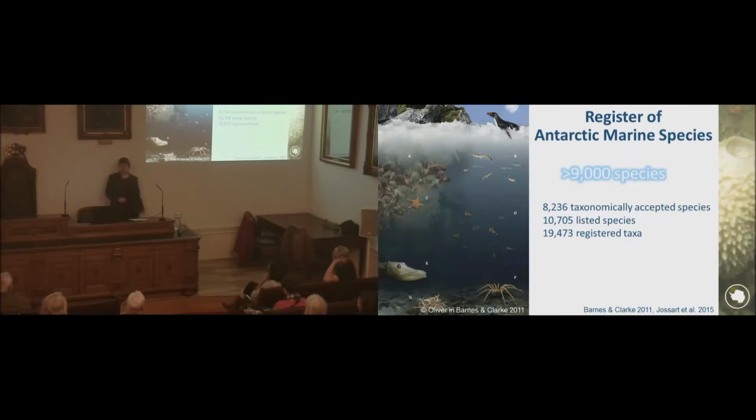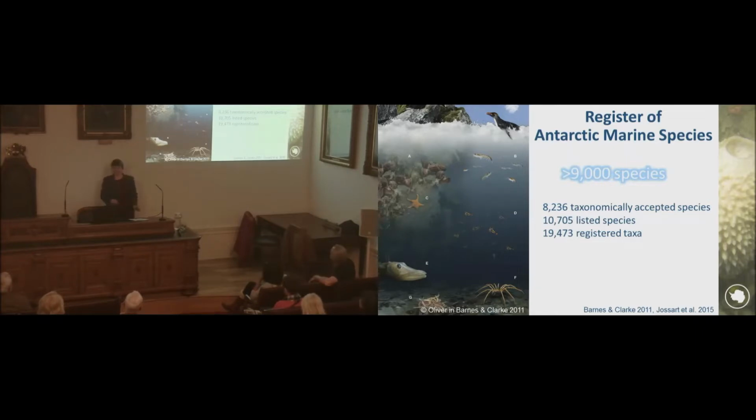We have a register of Antarctic marine species that is run by colleagues in Australia and has a large community of global taxonomists being in charge of their relevant groups to verify the Antarctic species we know in the marine system. So to date, we know that there are over 9,000 species living in the Antarctic waters.